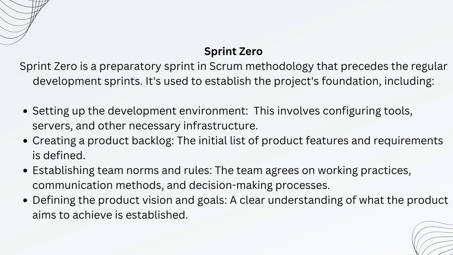What is Sprint Zero? Sprint Zero is a preparatory sprint in Scrum methodology that precedes the regular development sprints. It's used to establish the project's foundation, including setting up the development environment. This involves configuring tools, servers, and other necessary infrastructure. Creating a product backlog. The initial list of product features and requirements is defined.